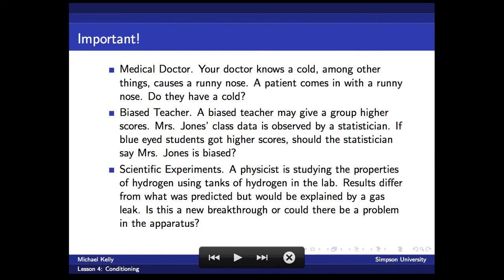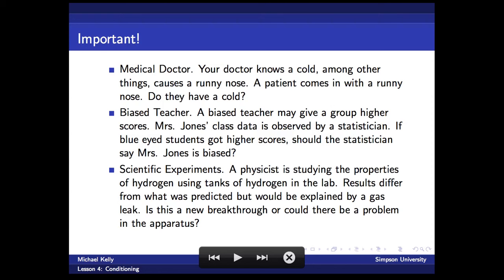And last example for now, a scientific experiment. A physicist is studying properties of hydrogen using tanks in a hydrogen lab, and the results differ from what was predicted should happen, but they could be explained by a gas leak. That is, these results would occur given that there's a gas leak. What's the probability that there is a gas leak given that these results were obtained?